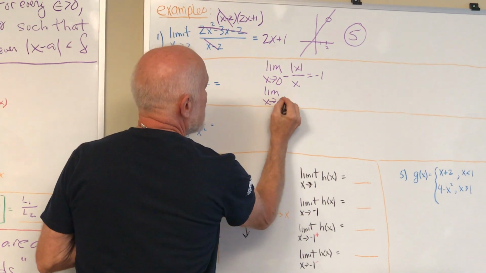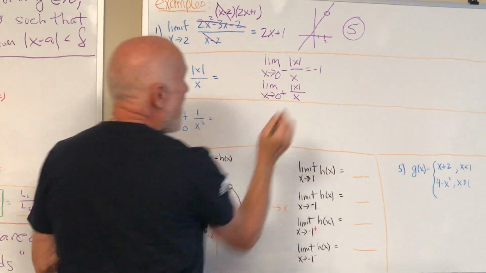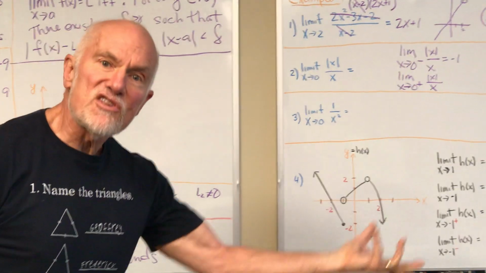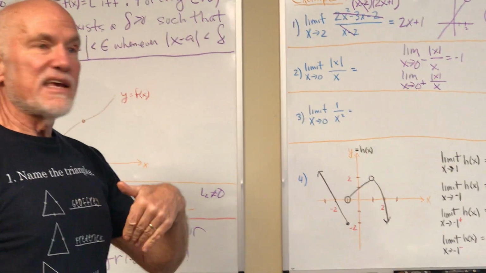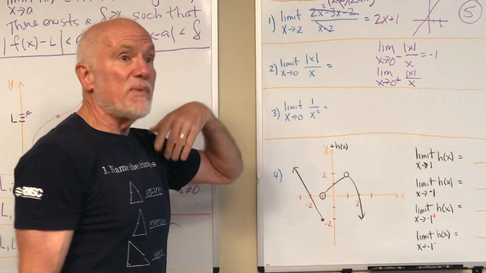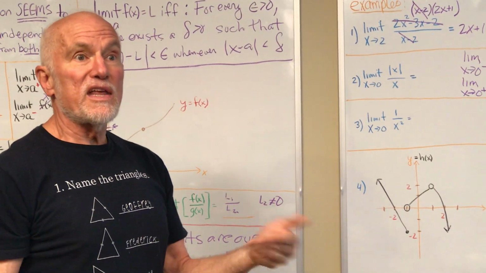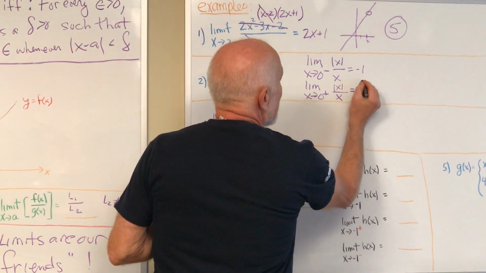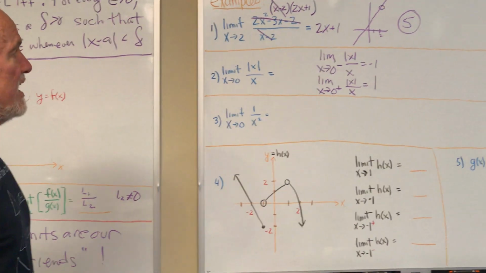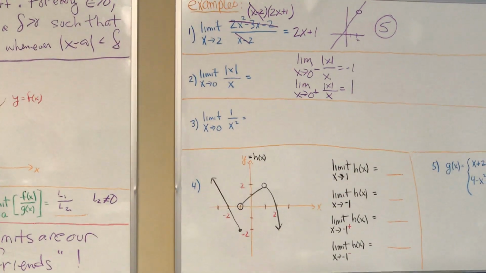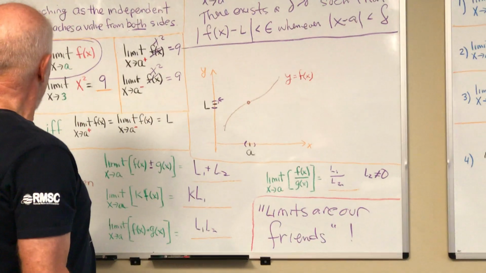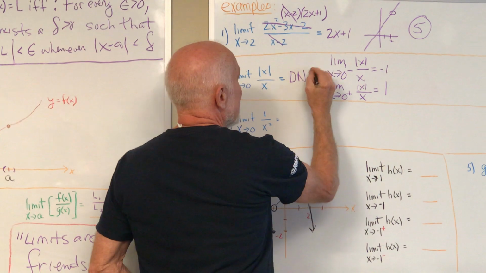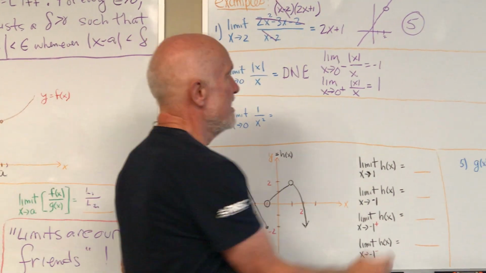Now, how about as you're approaching it from the right? Well, when you're looking at to the right of x equals 0, those are all positive values. So if you take the absolute value of any number divided by that number, if it's a positive number, you're going to get 1. So really, this just becomes 1. So the limit from the right side is 1. Since the limit from the left doesn't equal the limit from the right, we know from this theorem that this limit does not exist.